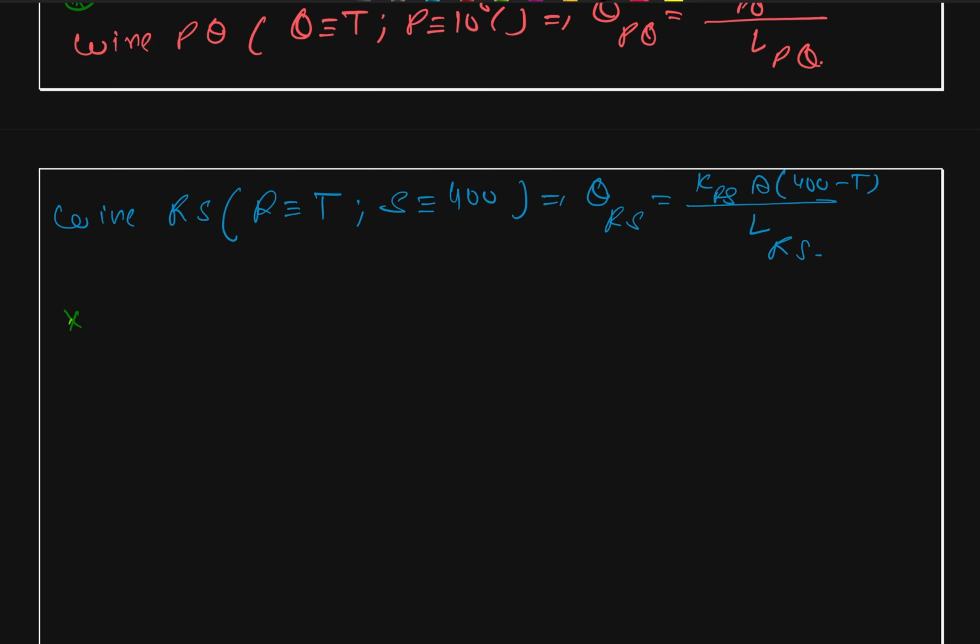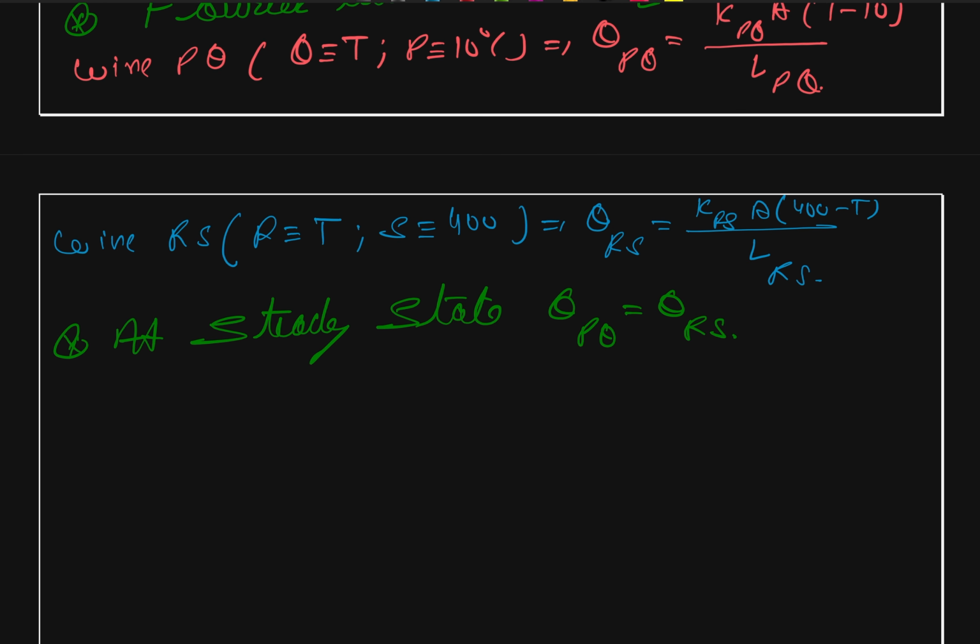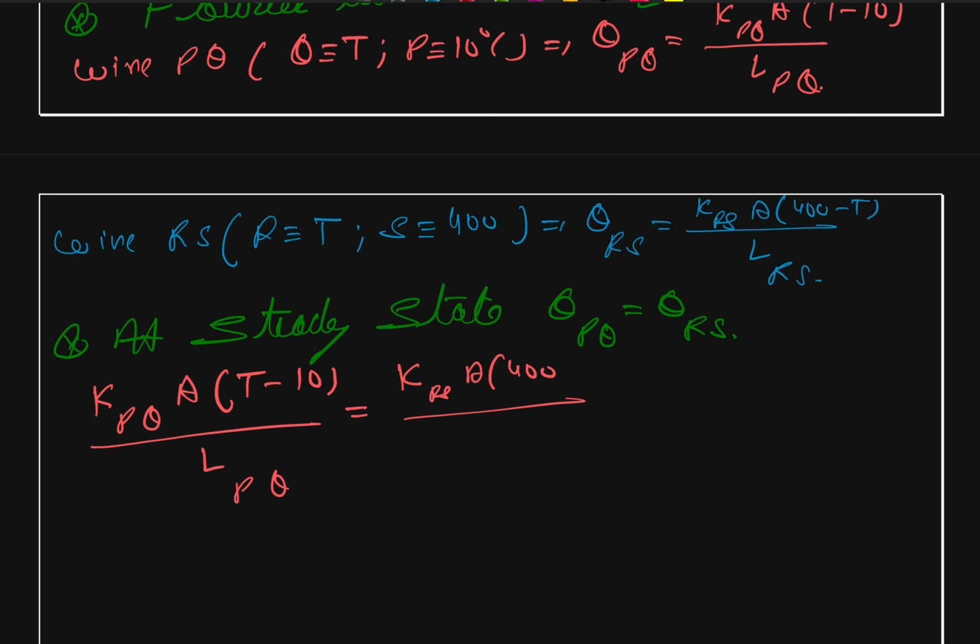You can say at steady state, our Q for PQ should be equal to Q of RS. So we substitute it, and we get K of PQ times (T minus 10) divided by length of PQ is equal to K of RS times (400 minus T) divided by length of RS.